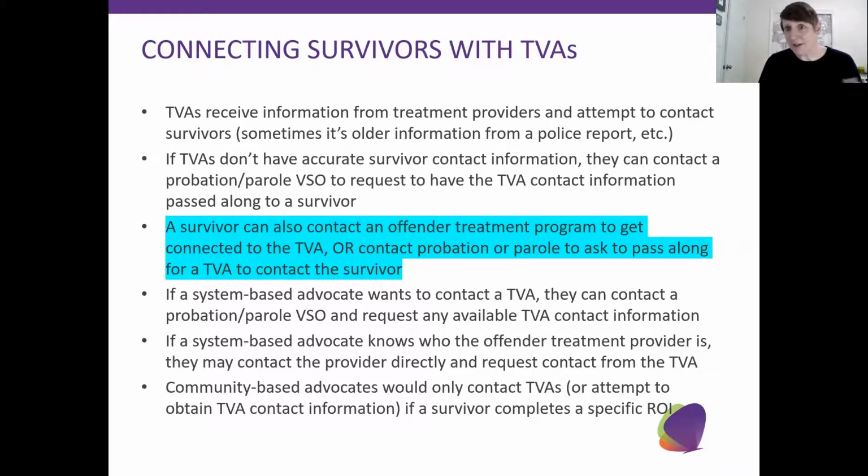Sometimes they have it because of other circumstances. Maybe they're still cohabitating. Any number of situations can be there, but it's important to know that it's never a requirement. So TVAs might start with some information that might be old, and they might need to do some tracking down work. A couple of options: if they know who the offender's probation officer or parole officer is, they can contact the victim service officer, the VSO within that department, and say, hey, can you pass along to survivor so-and-so my contact information as a TVA? That doesn't seem super direct, but that is currently how things are written judicially.